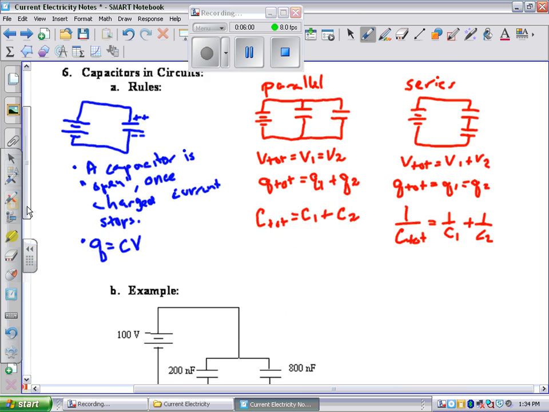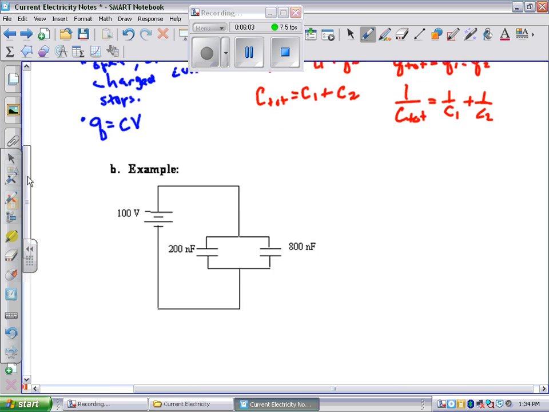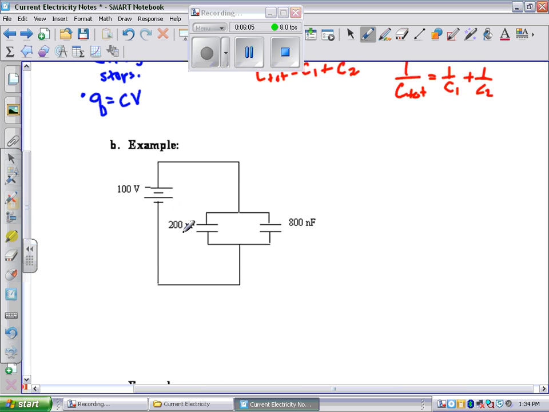Now our first example is just going to be a parallel. And I'm going to change these numbers just because they're very awkward. Having 200 nanofarads, we're running around with 200 times 10 to the negative ninth. I'm just going to change this to 2 and change this to 8. And that's going to make our lives a whole lot easier.